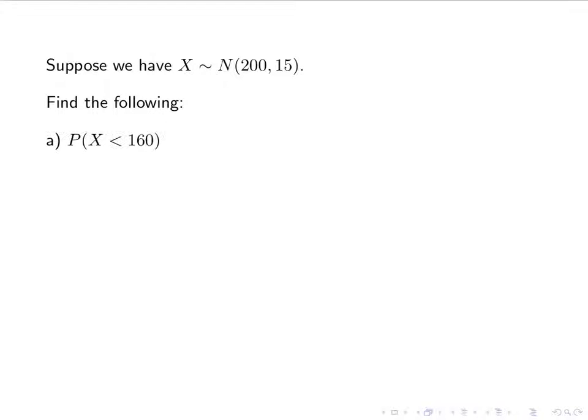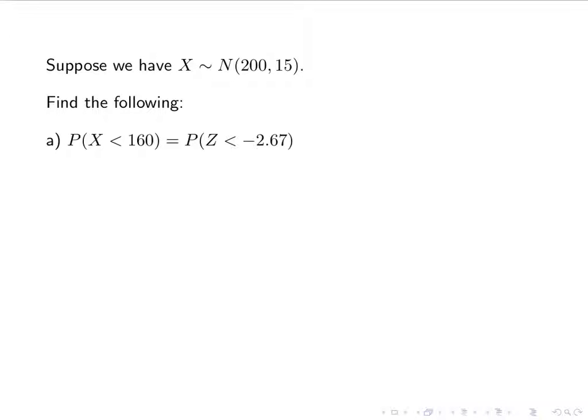So for instance, if I want the probability that x is less than 160, I need to find the z value associated with 160. So remember, the equation is that z is x minus mu over sigma. So I want 160 minus 200 divided by 15, and that's going to give me negative 2.67. Remember, the table only goes to the hundredths, so you want to round everything to the nearest hundredths place.